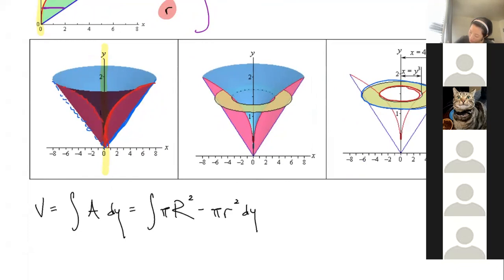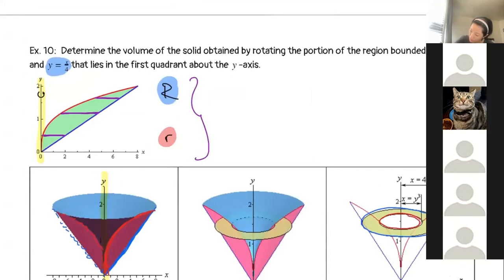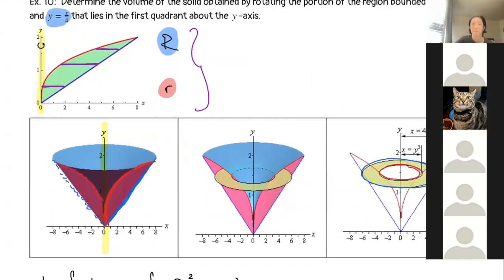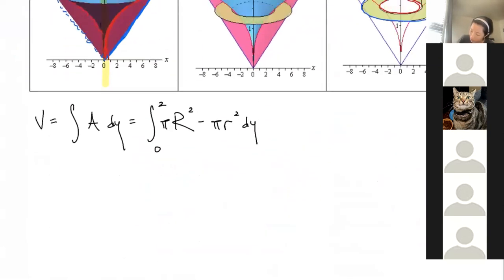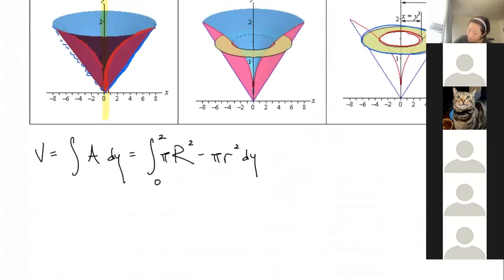And I'm going to start counting from zero. Where do I stop counting? Nice. We're going to stop counting at two, right? Because we're going up the y-axis and two is the biggest number up there. So zero to two of pi big R squared minus pi little r squared. Now, we said earlier, usually it's easier just to bring the pi out to the front, right? So you can skip right to this step if that suits your fancy.